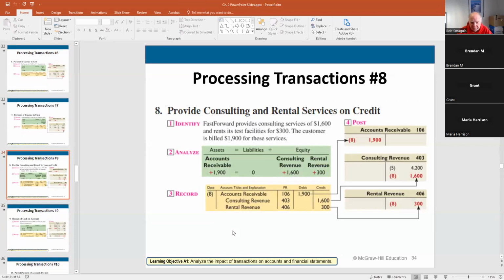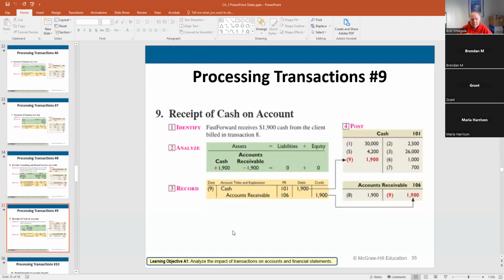Okay, the guy paid us. Hey, that's nice. The guy paid us a couple days later. Well, we got the cash. Cash goes up with the debit. That asset has now increased. But our other asset, accounts receivable, is now back down to zero because we reduced accounts receivable by getting that payment.